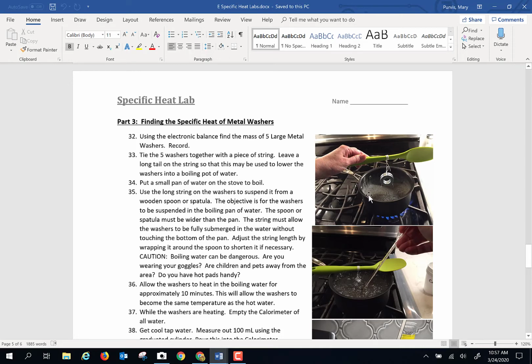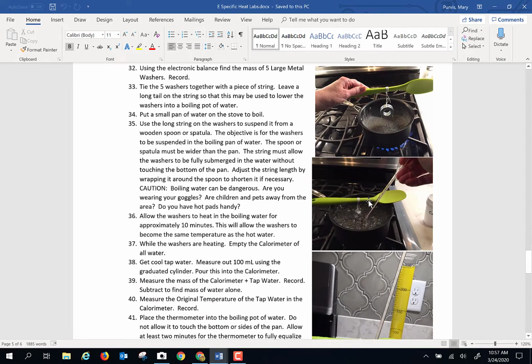Fill a cooking pot full of water, put that to boil on a stove, and then you're going to suspend the metal washers inside that water. You want the washers underwater but not touching the bottom. That combination is what is going to give you the original temperature of the washers. When you take the temperature of the water, don't let the thermometer rest on the bottom of the pot. You want to hold this in the water, not resting on the bottom, and the original temperature of the hot water will be equivalent to the original temperature of that hot metal.